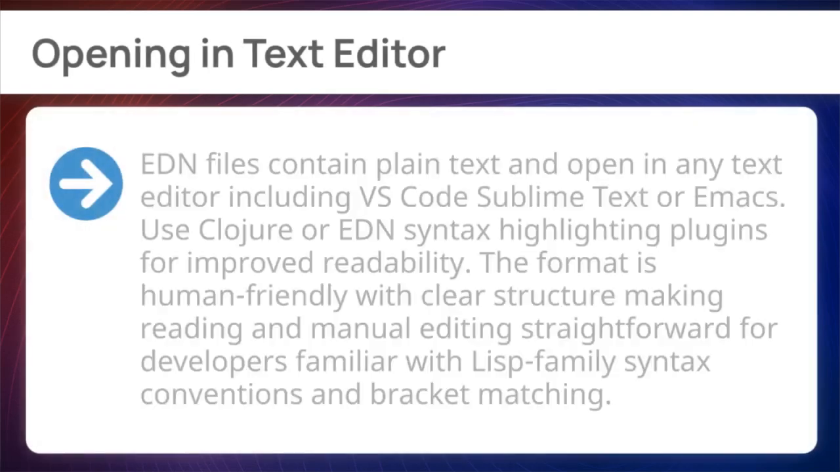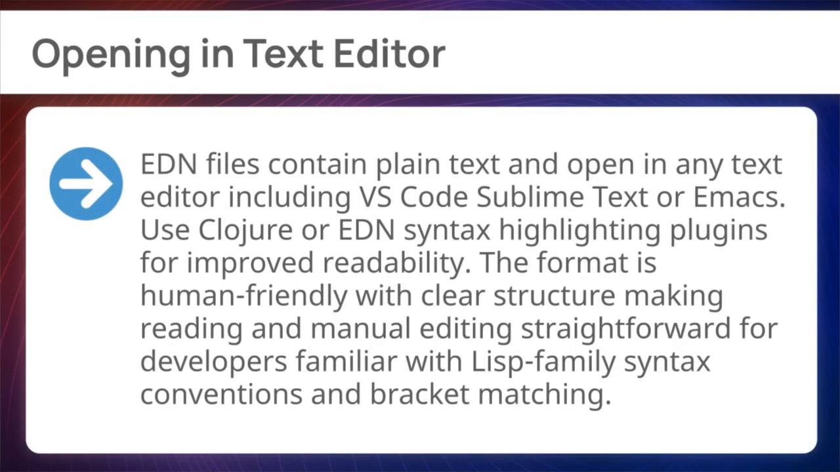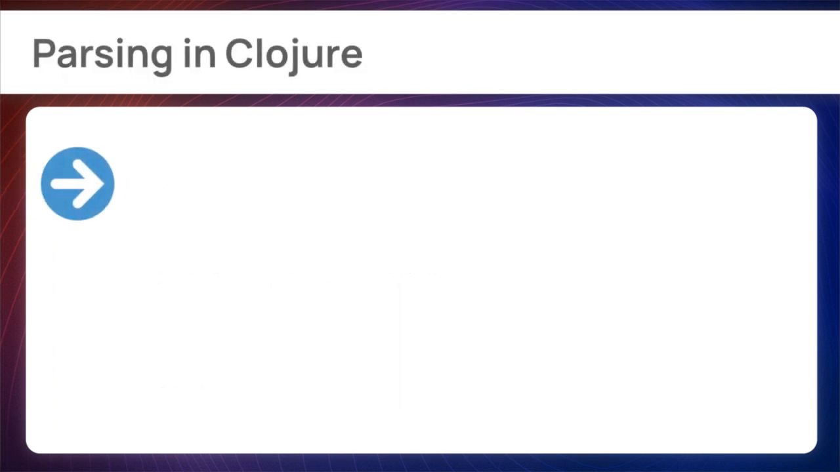First, opening in a text editor. EDN files contain plain text and open in any text editor, including VS Code, Sublime Text or Emacs. Use Clojure or EDN syntax highlighting plugins for improved readability. The format is human-friendly with clear structure, making reading and manual editing straightforward for developers familiar with Lisp family syntax conventions and bracket matching.